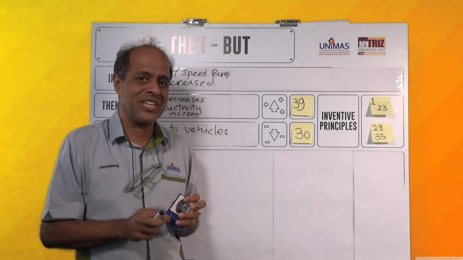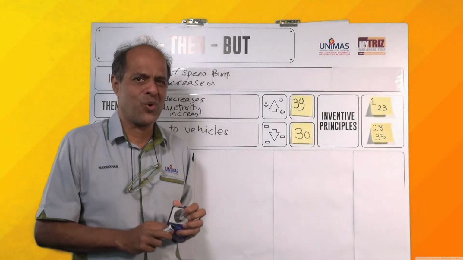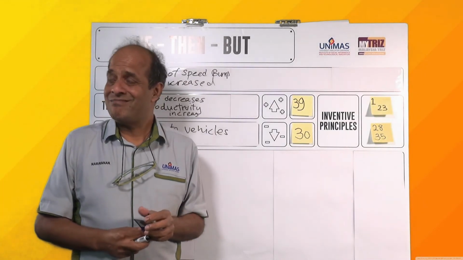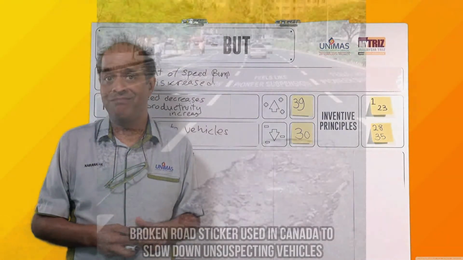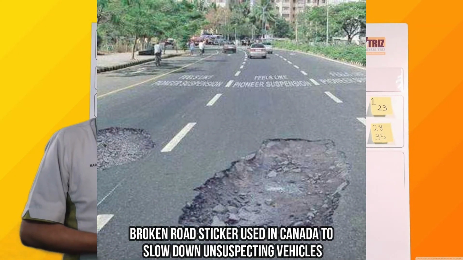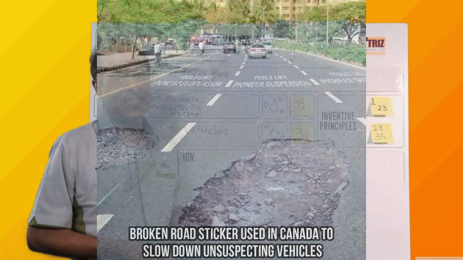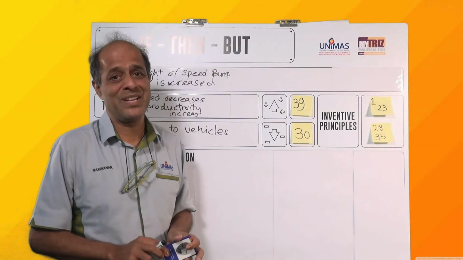Now, if we imagine that people are afraid of broken roads, roads that are under repair, right? In Canada, they've actually used this idea to reduce the speed of cars.